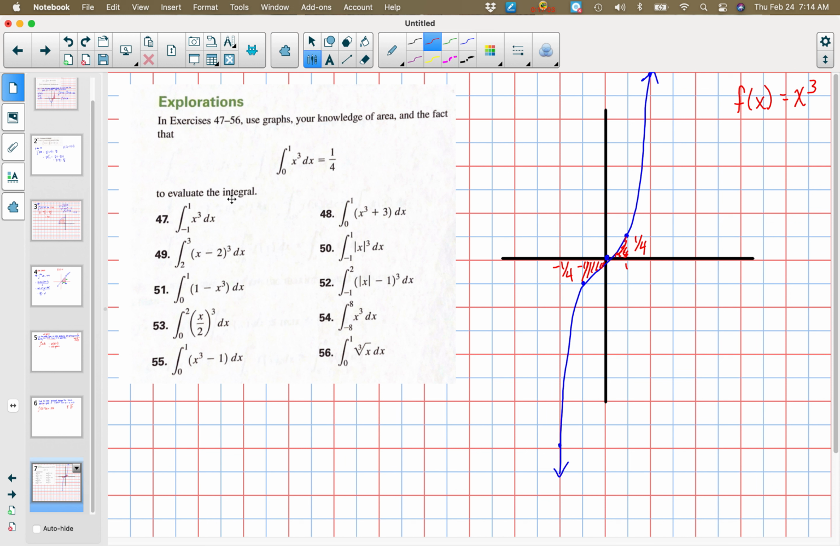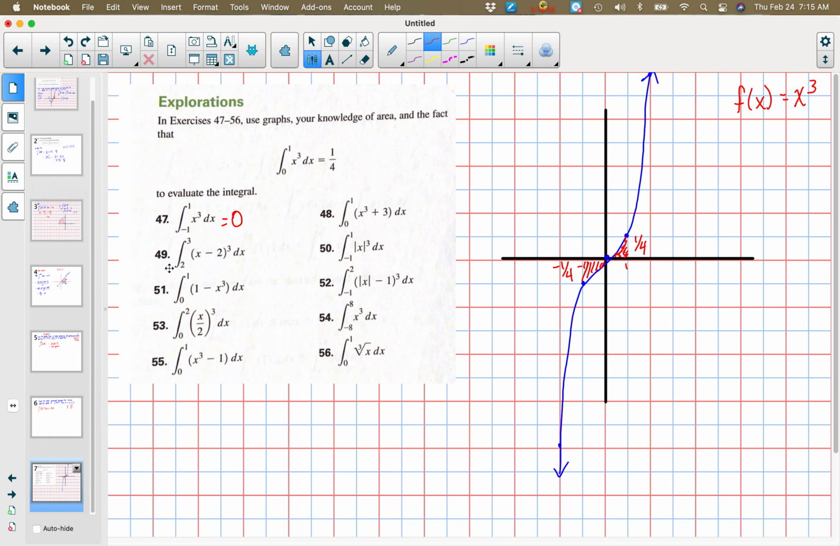If we want to evaluate the integral, we take the part that's above, and then we subtract the part that is below. The area above is 1/4, the area below is 1/4, and when you subtract them, you get 0. Or you can think of it as adding the opposite: a positive 1/4 and a negative 1/4. So the net, when you combine that together, is going to be 0.